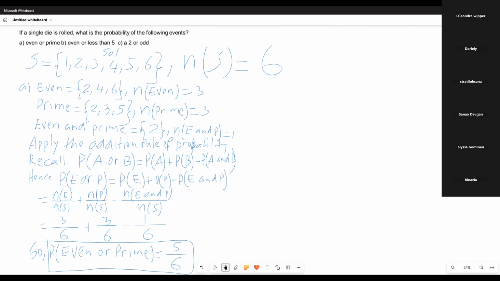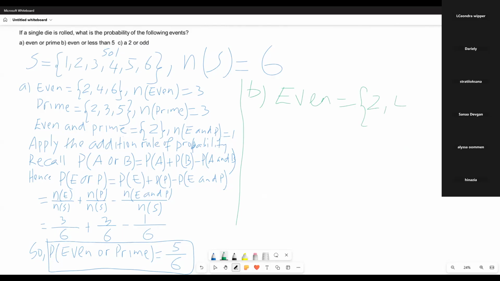Part B. Even or less than 5. Let's use even.